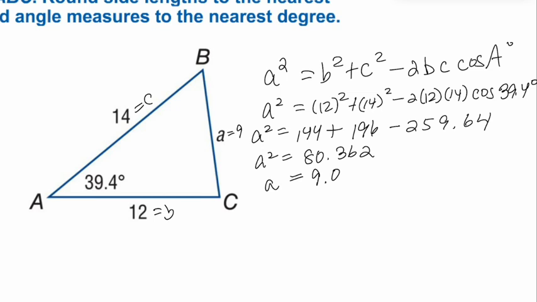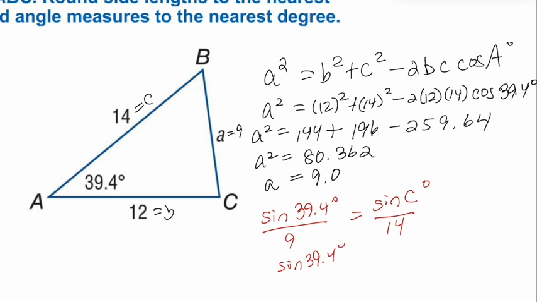Now we are allowed to use the law of sines. So I know that the sine of angle A over A is the same as the sine of angle C over C. Now you could just as easily have written B over 12. That works as well. I just use C. So if you cross multiply with the 14, I know that the sine of 39.4 times 14 divided by 9 is the sine of C.